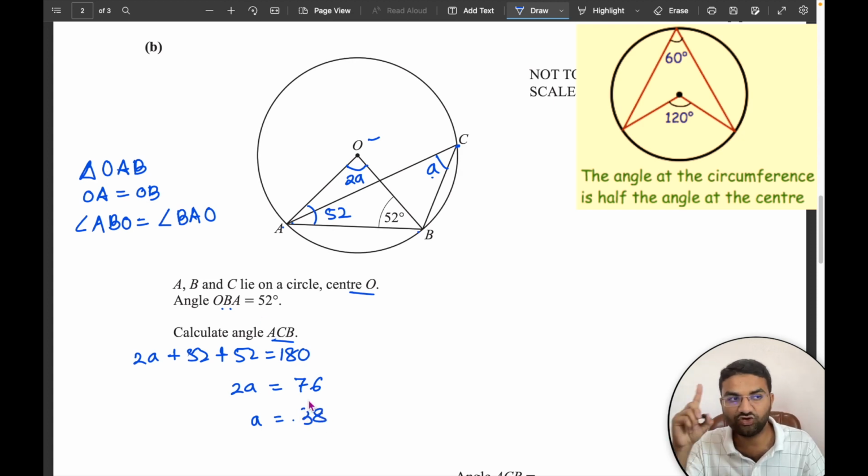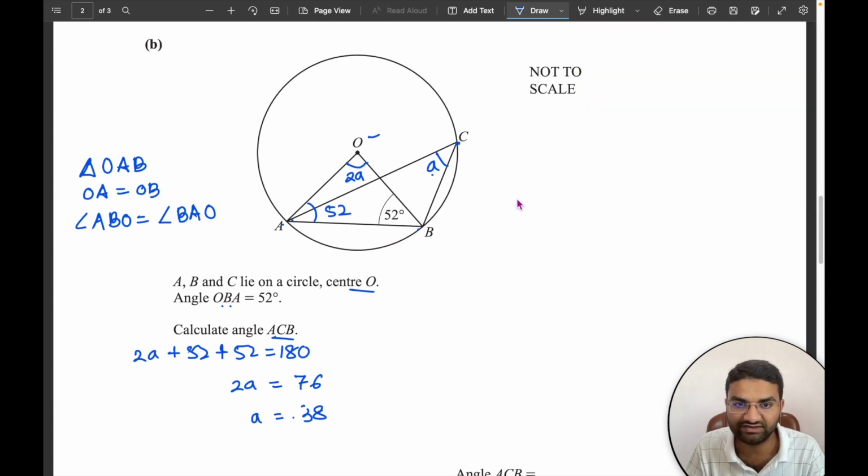On the right side of this diagram you can refer to the circle theorem. The angle at the circumference is half of the angle at the center, or the angle at the center is twice the angle at the circumference.